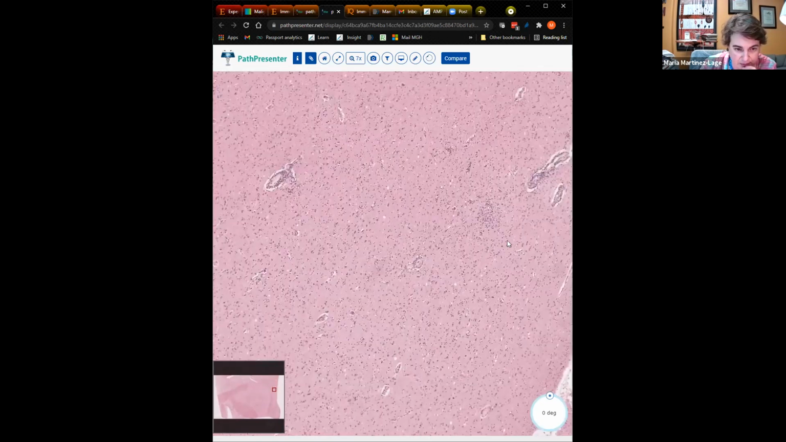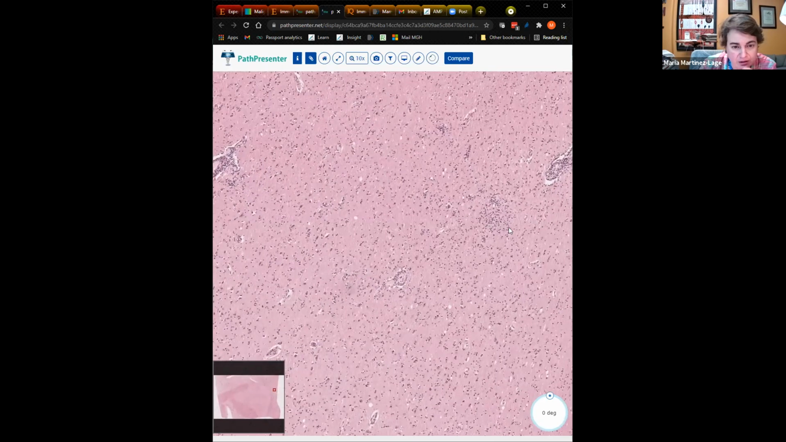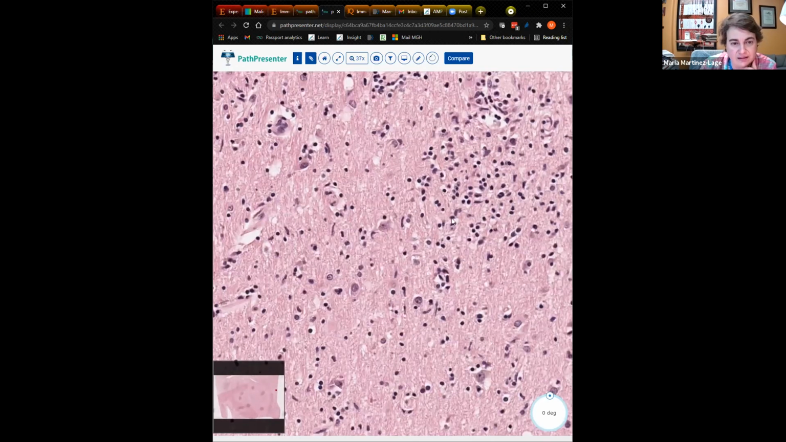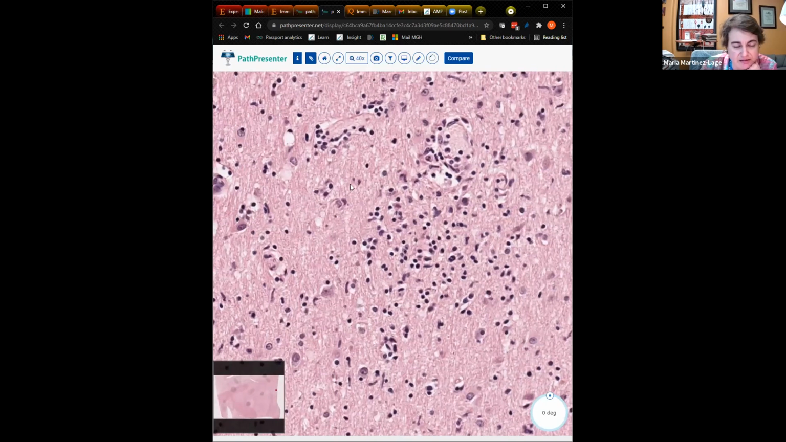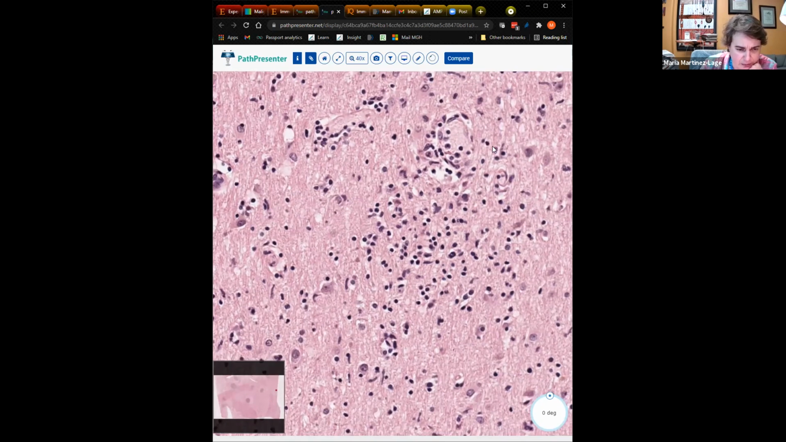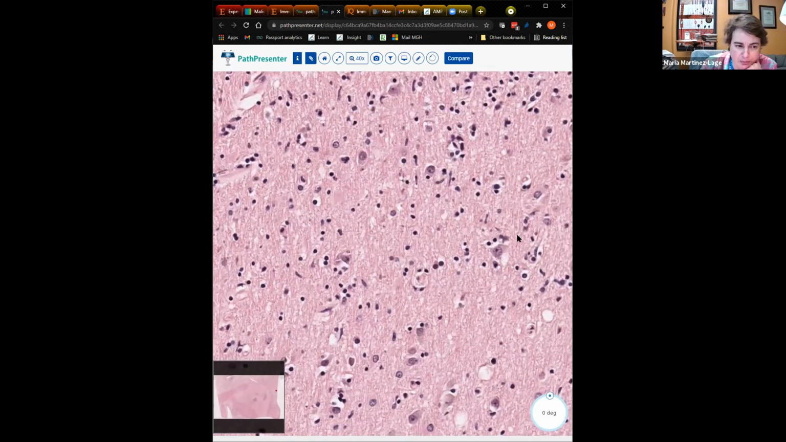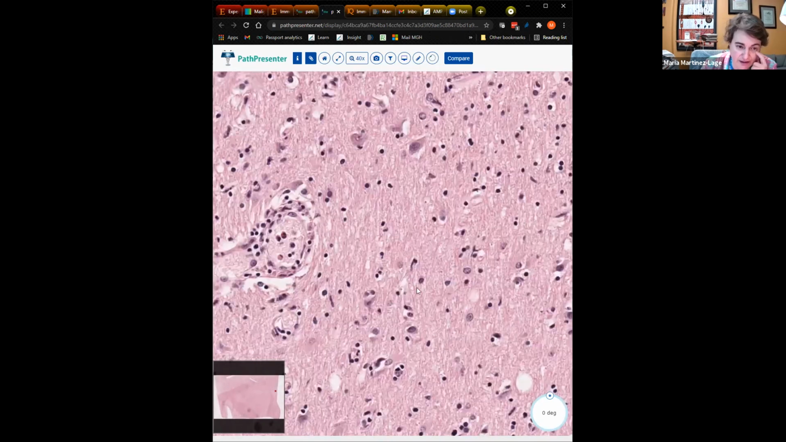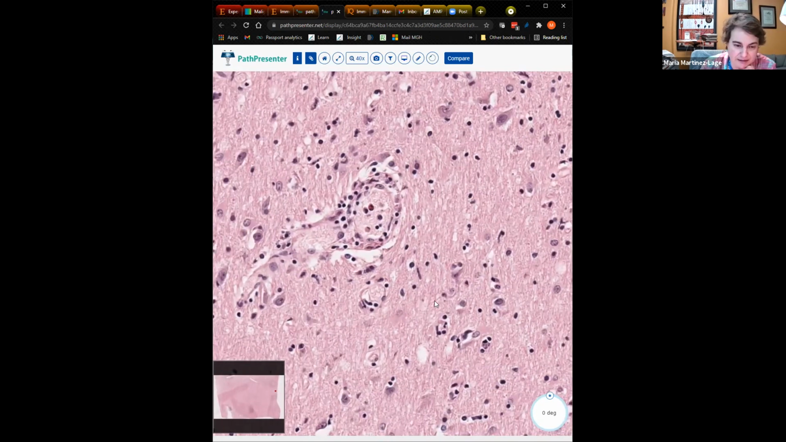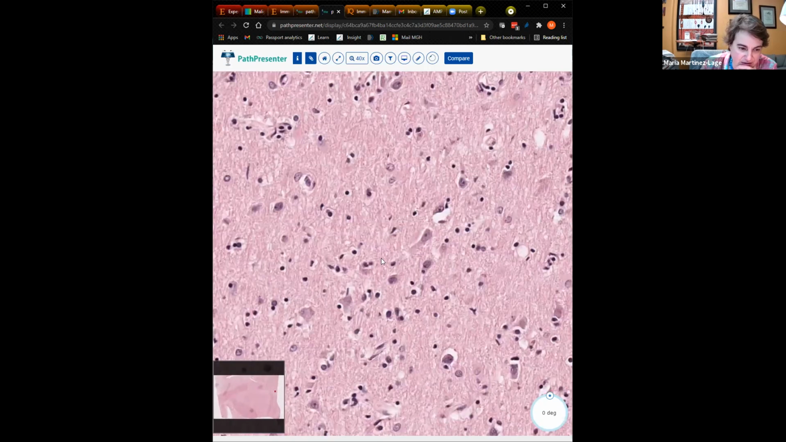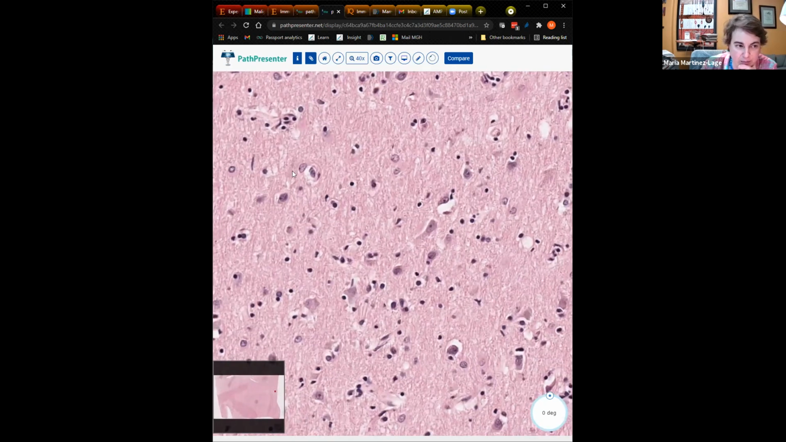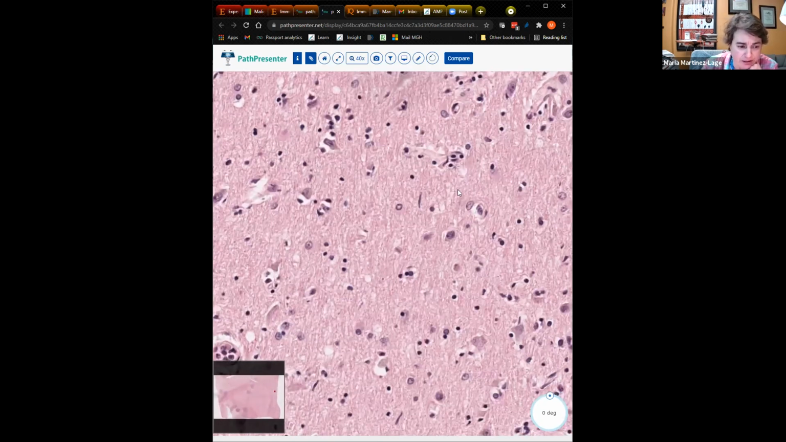Here's another good example of a microglial nodule. So why do we call them microglial nodules if they look like they're lymphocytes? Well, frequently it's a mix of both lymphocytes and microglial cells. Microglial cells are basically invisible when the brain is in the normal state. They're there, but they're not very prominent. But whenever there's an insult, they become more numerous and more overt.